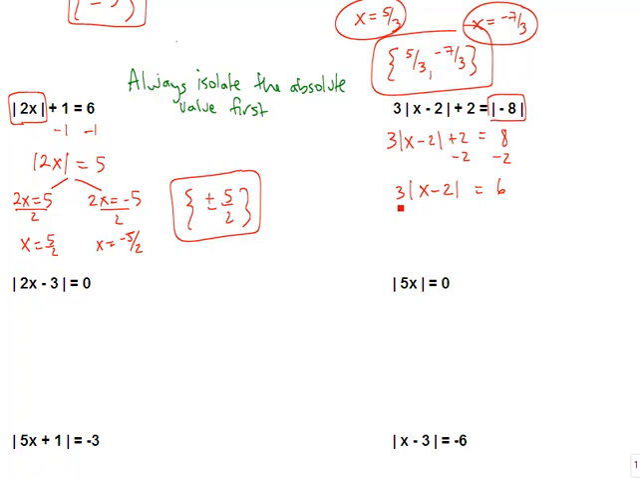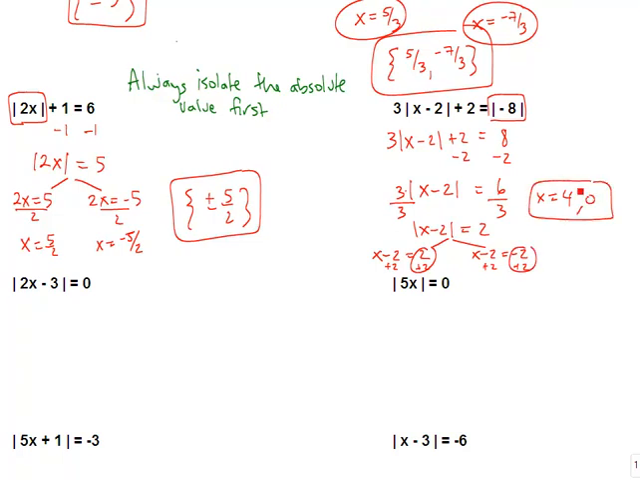And then to get rid of that coefficient of 3, remember that it's being multiplied by that absolute value, so I can divide through by 3 to isolate that absolute value of x minus 2. So I get absolute value of x minus 2 equals 2. Once the absolute value is isolated, then you split it up into your two cases. So either x minus 2 equals positive 2, or x minus 2 equals negative 2. If I add 2 to both sides, then I'm going to get 4 for this case and 0 for this case. So my two solutions are 4 and 0, or the set 0, 4.